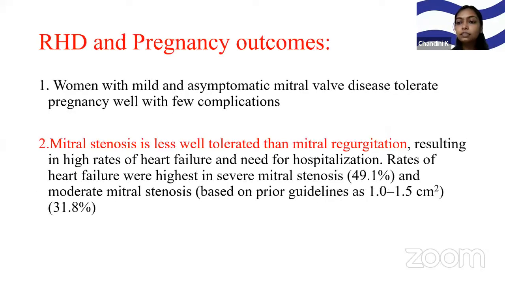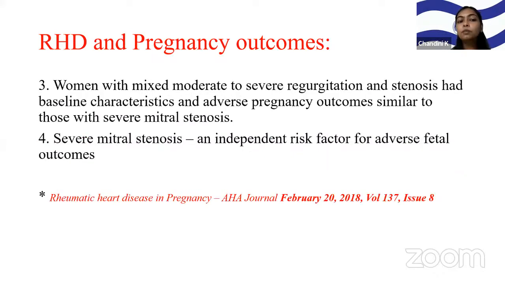As rheumatic heart disease is more common in developing countries like India, we'll emphasize the pregnancy outcomes related to rheumatic heart disease. Women with mild and asymptomatic mitral valve disease tolerate pregnancy well with few complications. It is also known that stenotic lesions are less tolerated than regurgitant lesions. The rate of hospitalization and heart failure is highest in patients with severe mitral stenosis and moderate mitral stenosis. Women with mixed moderate to severe regurgitation along with stenotic lesions have adverse pregnancy outcomes similar to those with severe mitral stenosis.